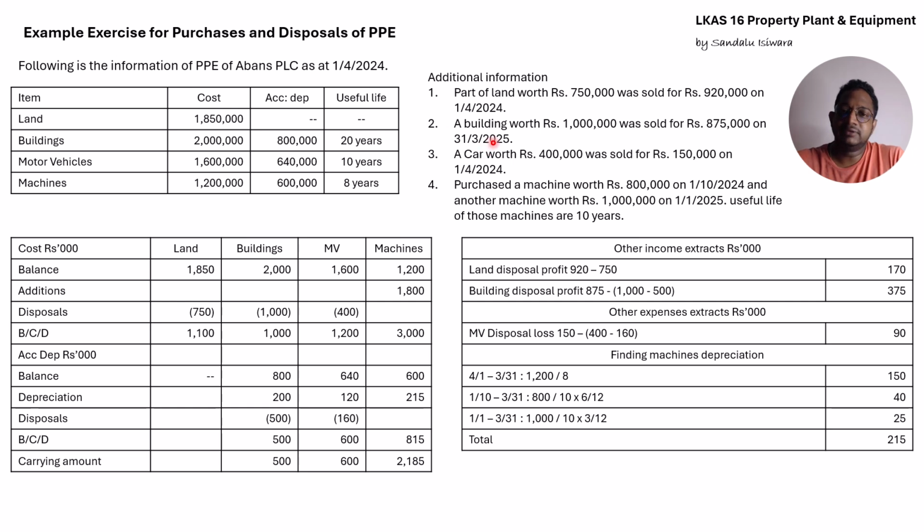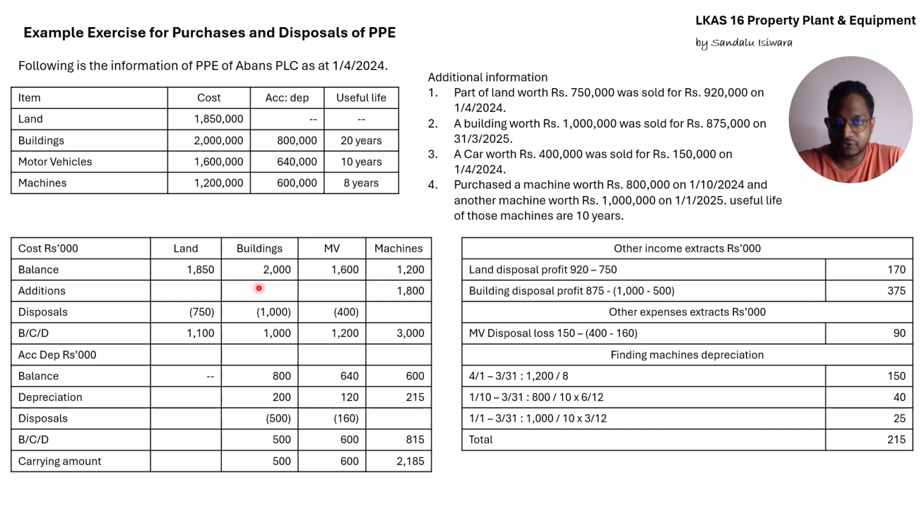And then the building worth 1 million was sold for 875 as in closing date. So if it is selling as in closing date, first of all, you have to find out depreciation in the usual way. So 2000 divided by 20 years, 200. And then you have to do the disposals. So when it comes to the depreciable property, plant and equipment, you should dispose the cost as well as the accumulated depreciation, right? So the cost of the buildings here you are disposing 1 million.